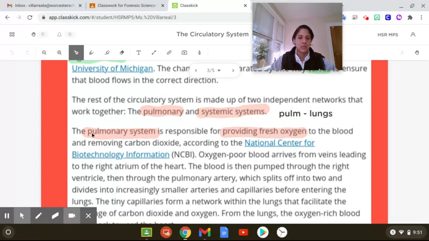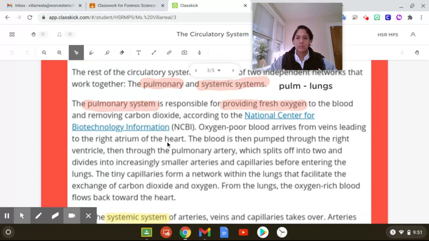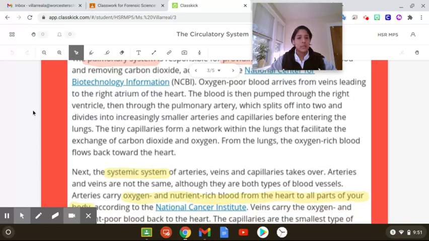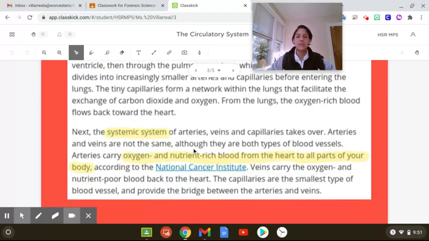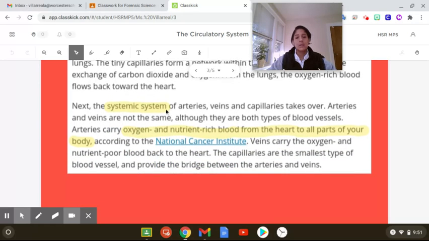So that means lungs. The pulmonary system is responsible for providing fresh oxygen to the blood and removing carbon dioxide, according to the National Center for Biotechnology Information. Oxygen-poor blood arrives from the veins leading to the right atrium of the heart. The blood is then pumped through the right ventricle, then through the pulmonary artery, which splits off into 2 and divides into increasingly smaller arteries and capillaries before entering the lungs. Okay, so basically, the pulmonary system is delivering oxygen-poor blood, or blood without oxygen, to the heart, whereas the systemic system of arteries, veins, and capillaries takes over.